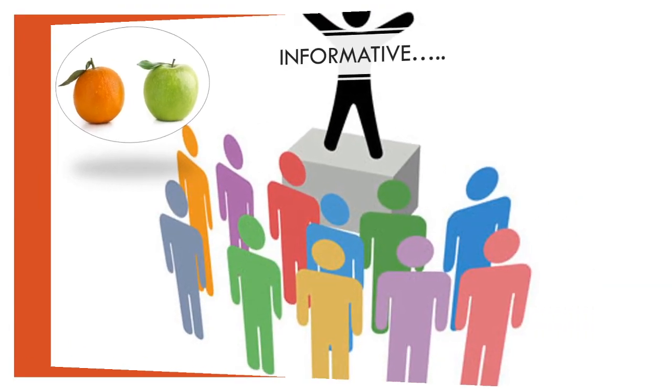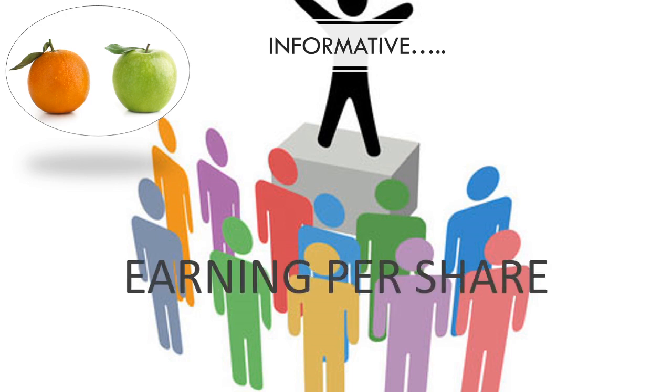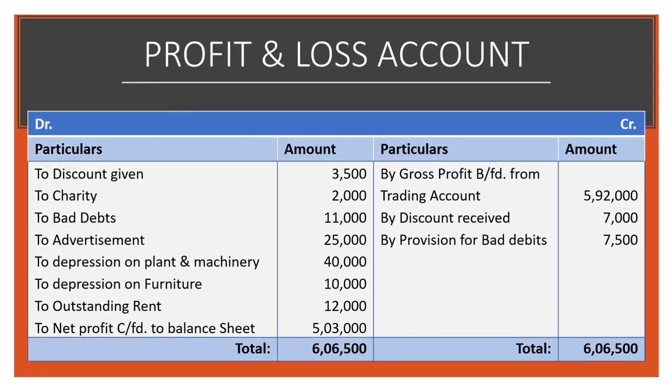A year-to-year comparison of earnings per share can be very informative to the investors. Thus, EPS provides an insight into the investment potentiality of an organization. We generally use the information presented in the trading account and profit and loss account to calculate these ratios.